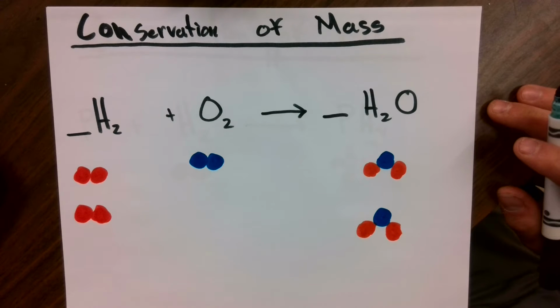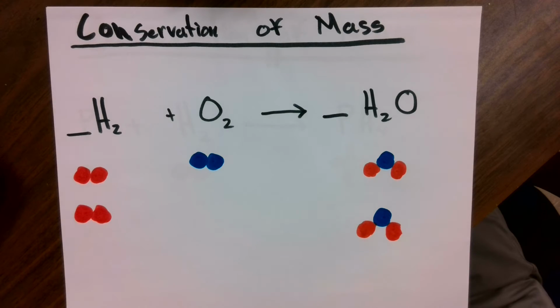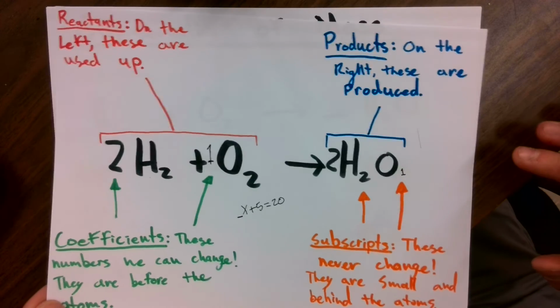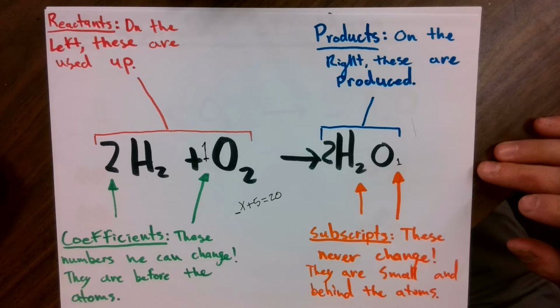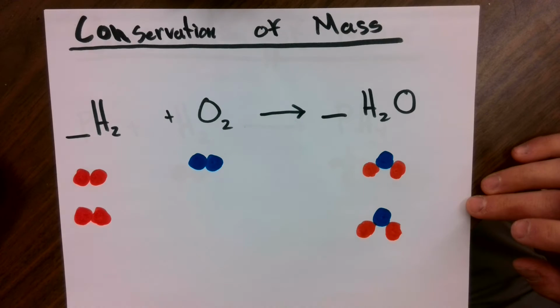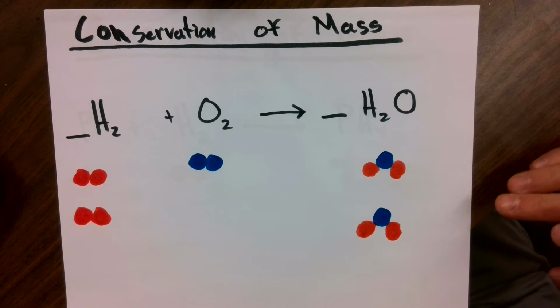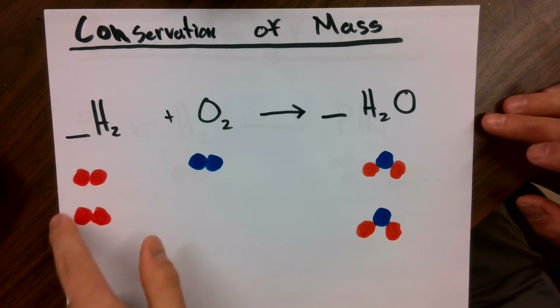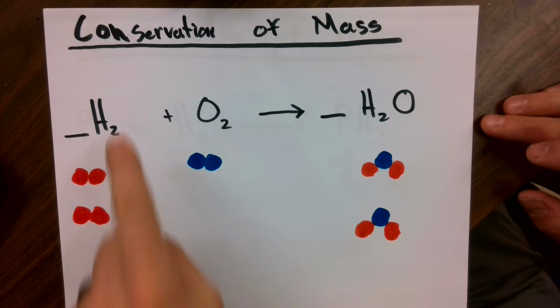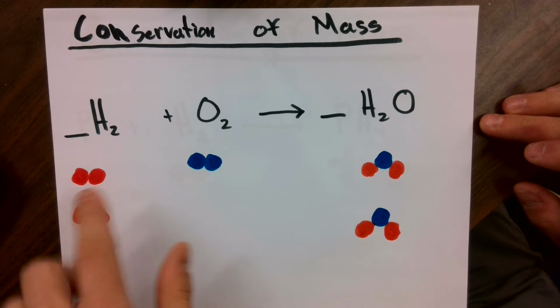Okay? So here's the same equation. But remember, I can change the coefficients. I'm going to come back to this page a few different times. But the subscripts I can't change. Those are going to stay the same. But the coefficients I can change. How many cars, for example, I have. I can change that number. So here I have 4 H2s. Excuse me, 4 hydrogens.